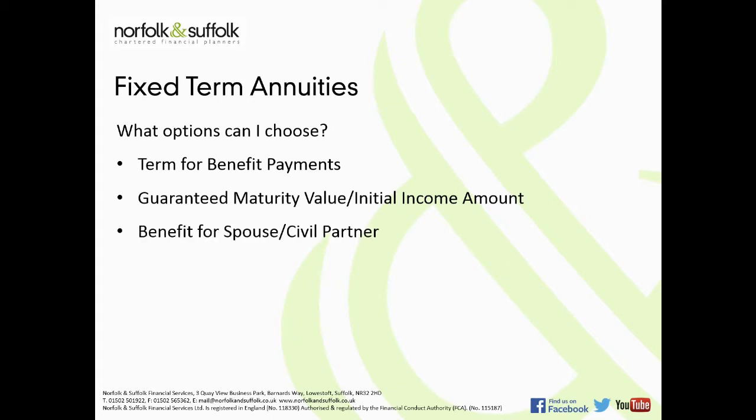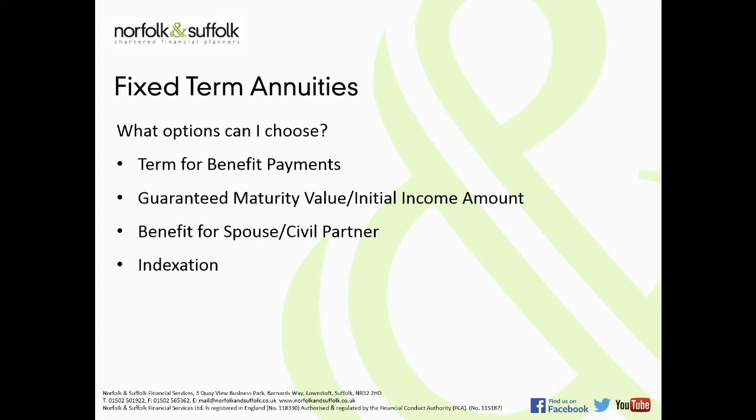Benefit for spouse or civil partner. When arranging an annuity, you can specify a level of benefit for your spouse or civil partner. The choices for this benefit are either all, 2/3 or half of the initial income amount. However, there is also no requirement to select this option, with an option for none also being available.